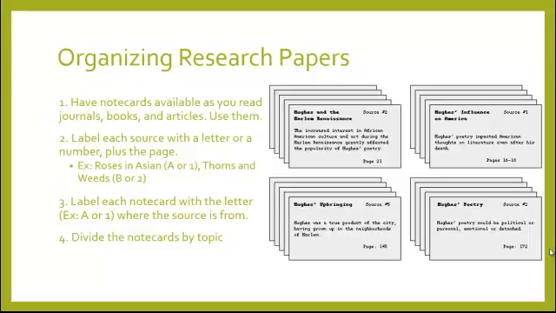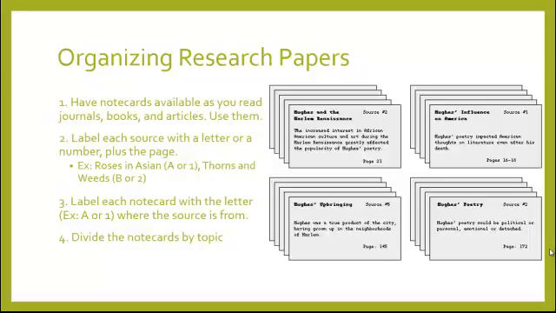First of all, when you're organizing a research paper, it's important, one, to have note cards available. As you read through journals, books, and articles, use the note cards and write down the facts or information in your own words. You want to make sure you don't plagiarize. Two, label each source with a letter or a number. That helps you to label the sources so you don't have to rewrite the title of the article or book on the top of each note card. That's a waste of your time and energy.